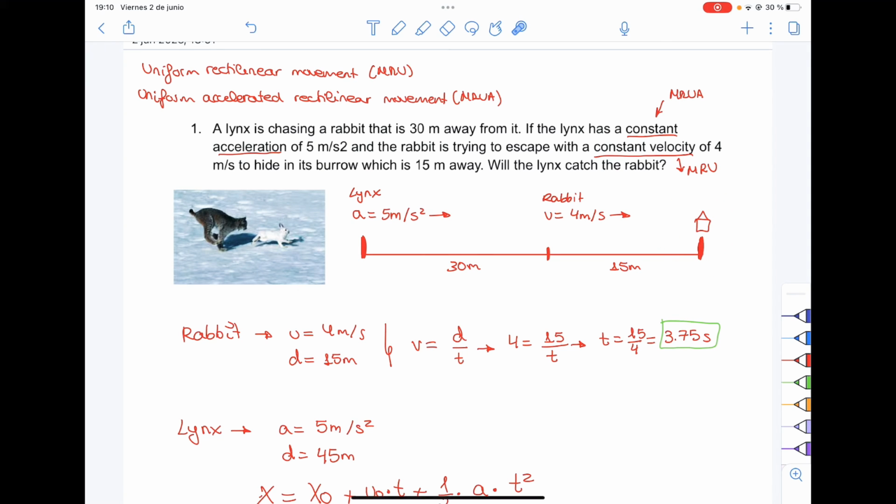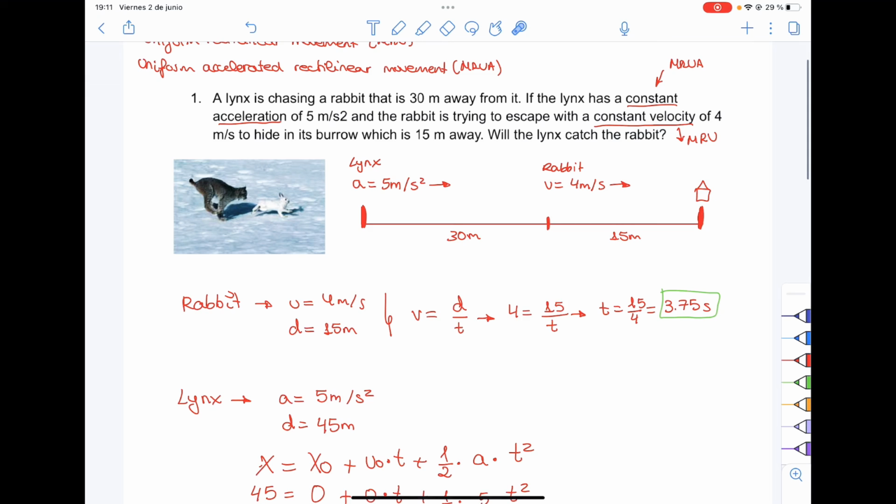Okay, so I'm going to use first this formula. If we know that the velocity of the rabbit is 4 meters per second and the distance is 15 meters, then I have to use the formula that says velocity equals distance over time. So if velocity is 4 and distance is 15, then I'm going to move the t to here and the 4 to underneath the 15. So 15 over 4 is 3.75 seconds. So this is how much time is going to take the rabbit to go from here to here. It is how much time it is going to take the rabbit to cover 15 meters: 3.75 seconds.